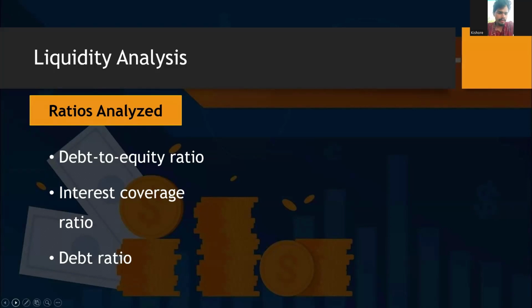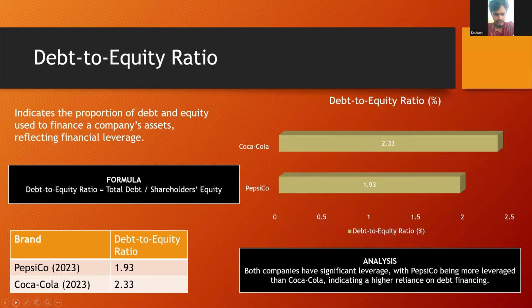Now, number one, the debt to equity ratio. Change to slide one. Thank you. The debt to equity ratio indicates the proportion of debt and equity used to finance the company's assets. It shows how the financing works, including total liabilities of both companies, divided by shareholders' equity. In 2023, Coca-Cola's debt to equity ratio of 1.93 is slightly higher than Pepsi's, and it also reflects more debt financing.